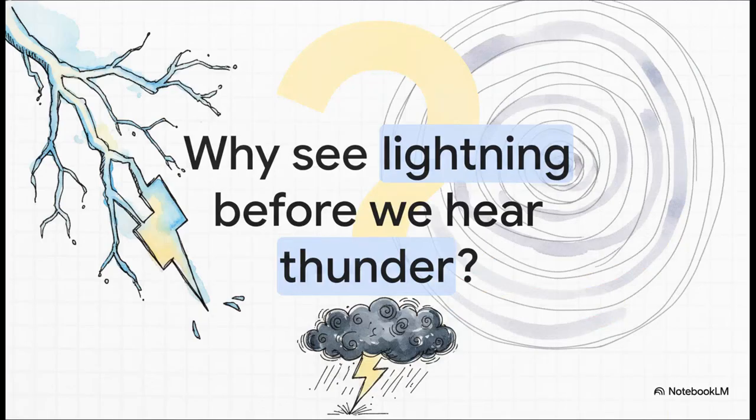Okay, let's just dive right into this with a question I'm sure you've thought about during a bad storm. Why in the world do we see that huge flash of lightning way before we actually hear the crash of thunder? It's kind of a universal mystery, right? Well, the answer comes down to the actual mechanics of how sound works compared to what we see. But to really get that, we need to go back to the very beginning of the journey. We have to figure out how a sound is actually made.